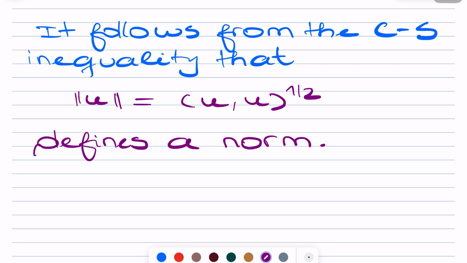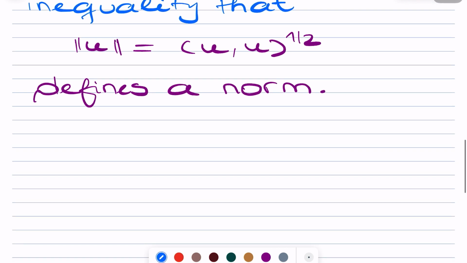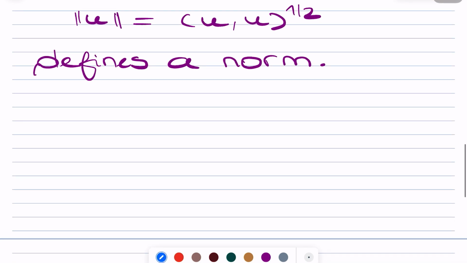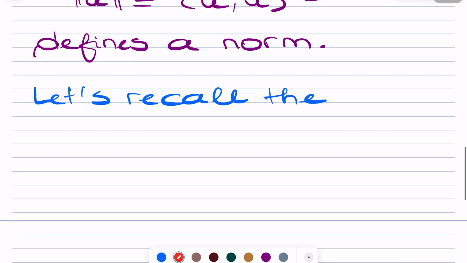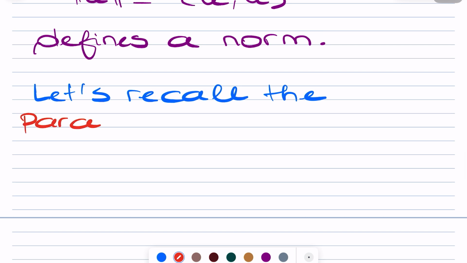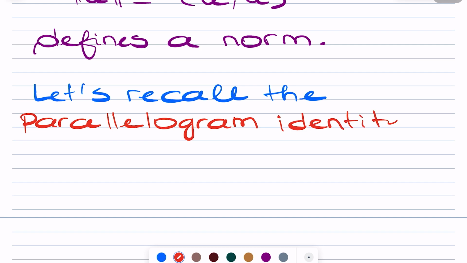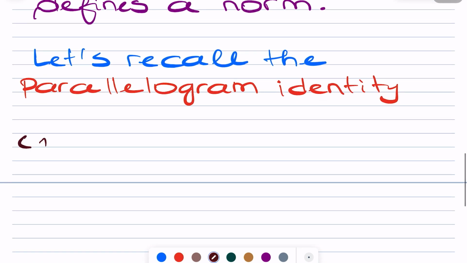Before writing down the next definition, let's recall a famous property. Let's recall the parallelogram identity. Let's call it 1, because I think we will refer to it later on.